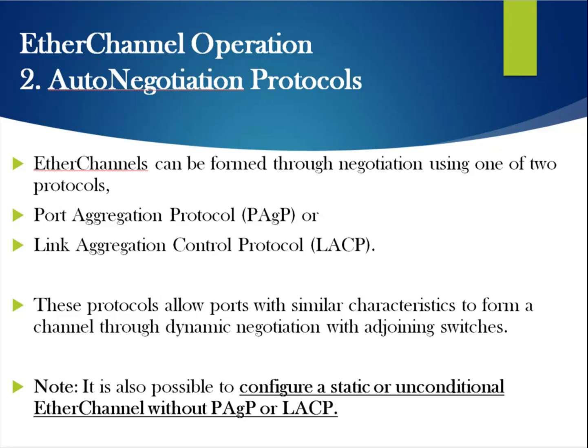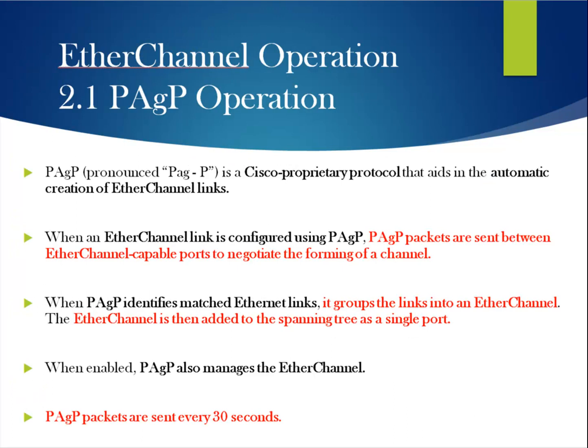Now let me go to the first protocol, which is the PAgP protocol. PAgP is a Cisco proprietary protocol, developed by Cisco itself. It is used for automatic creation of EtherChannel links. It uses packets called PAgP packets, which are sent between the EtherChannel ports of two devices, suppose between two switches.